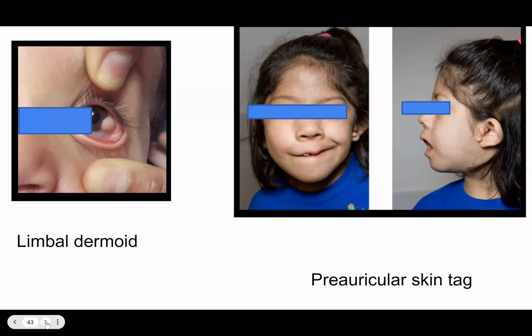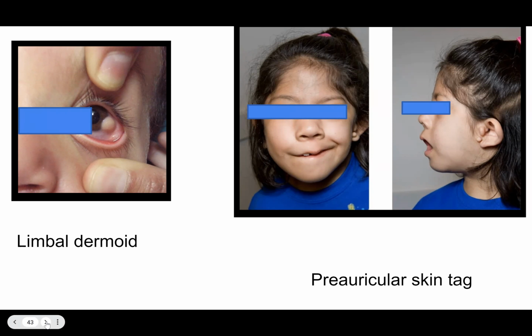So which syndrome was it? Goldenhar syndrome. Yeah, and it comes under this. This is the limbal dermoid, which is very common in Goldenhar.